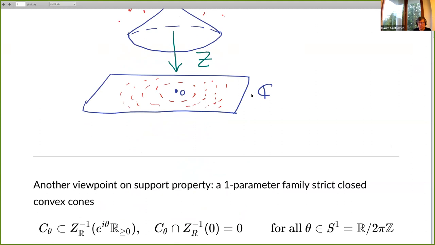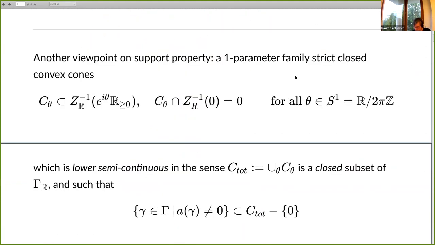So there's another viewpoint on support property. We can treat support properties as a one parameter family of convex cones, typically half spaces. These cones we label by all directions in the plane, by S1. The cone sits in the pre-image of the ray, and this cone should be closed and intersect the kernel of the map Z R by zero. So it was R, not radius. It's real numbers, not radius.